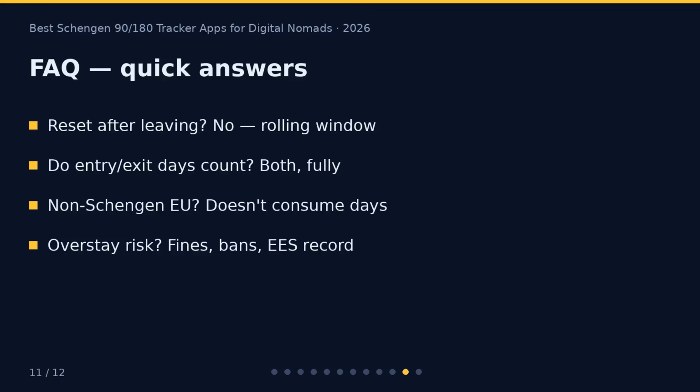Rapid FAQ. Does the count reset when I leave Schengen? No, the 180-day window rolls continuously. Do arrival and departure days count? Yes, both count as full days, even a 23:59 arrival. Do days in non-Schengen countries like Ireland or Cyprus consume the allowance? No, only the 29 Schengen countries count. What if I overstay? Expect fines, possible entry bans, and since the entry-exit system launch your record is biometric. Can an app guarantee entry? No app can. The guard decides. A tracker keeps your math clean and your case documented.